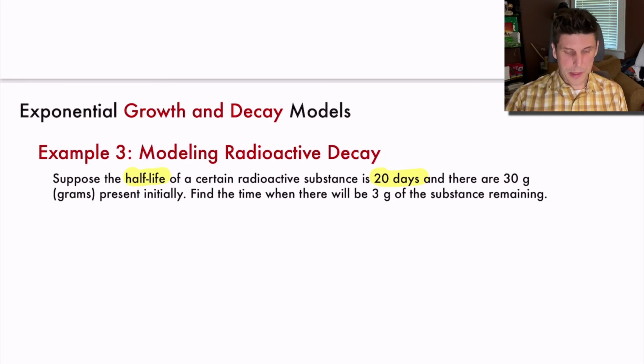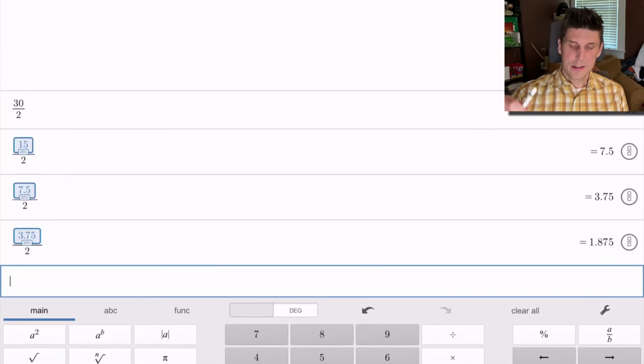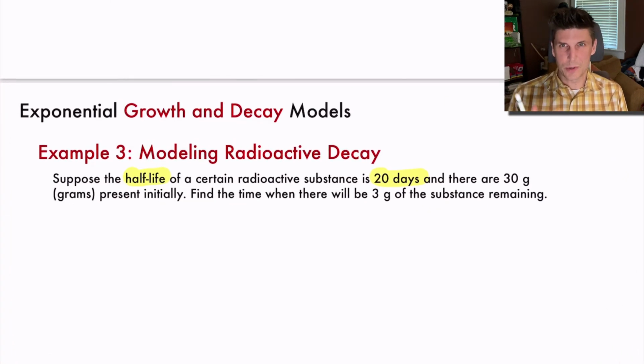So what they want us to do here is figure out how long it is before we have 3 grams of this substance remaining. You see from our little computations that we can see when we have 3.75, and we also see when we have 1.875, but when is it exactly at 3 grams? So we need to have some sort of relationship so we can solve that, as with the prior examples.